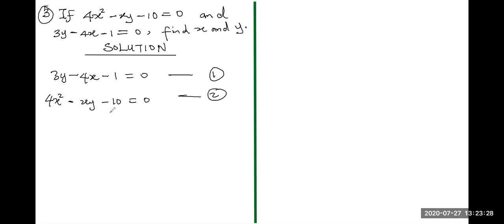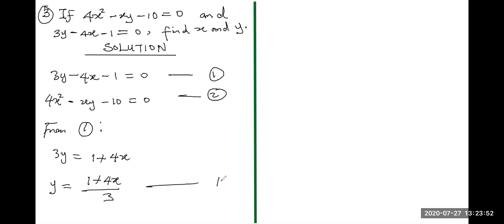All right, so from equation 1, what do I have? 3y is equal to 1 plus 4x. If minus 4x goes over to the right and minus 1 goes over to the right, this is what you have. So y is equal to 1 plus 4x divided by 3. So equation 1 has been modified as 1b. So put 1b now into equation 2.